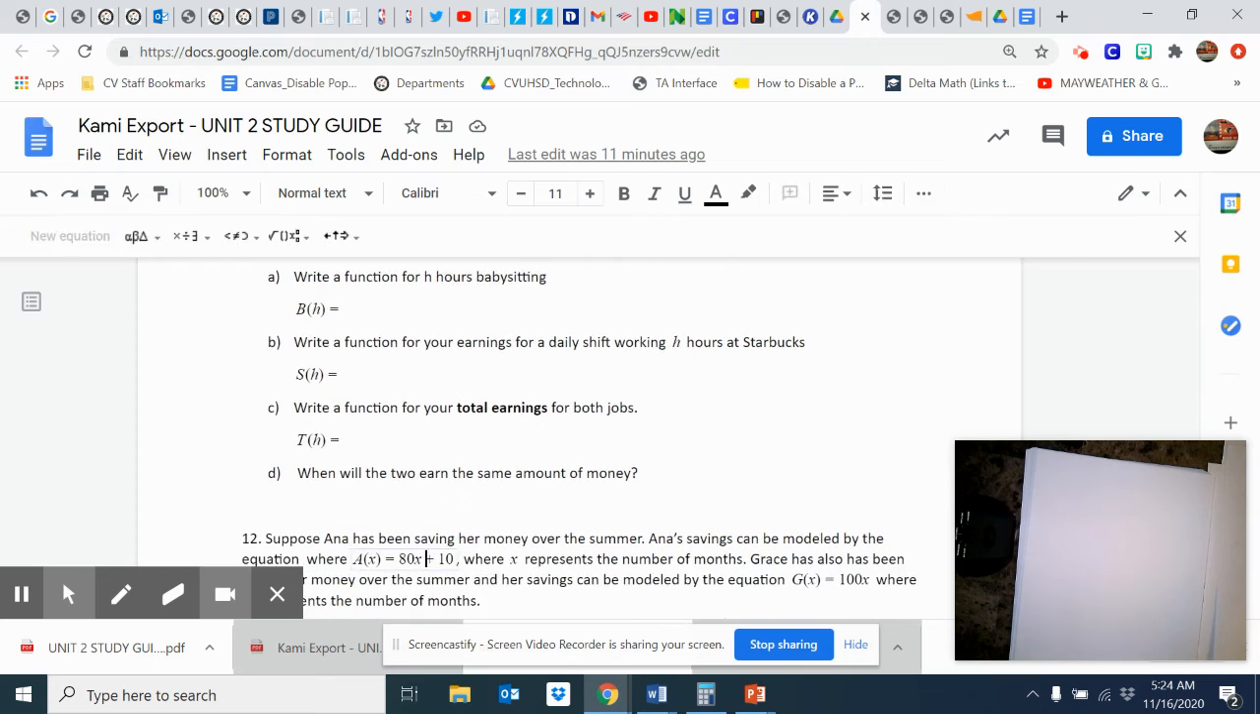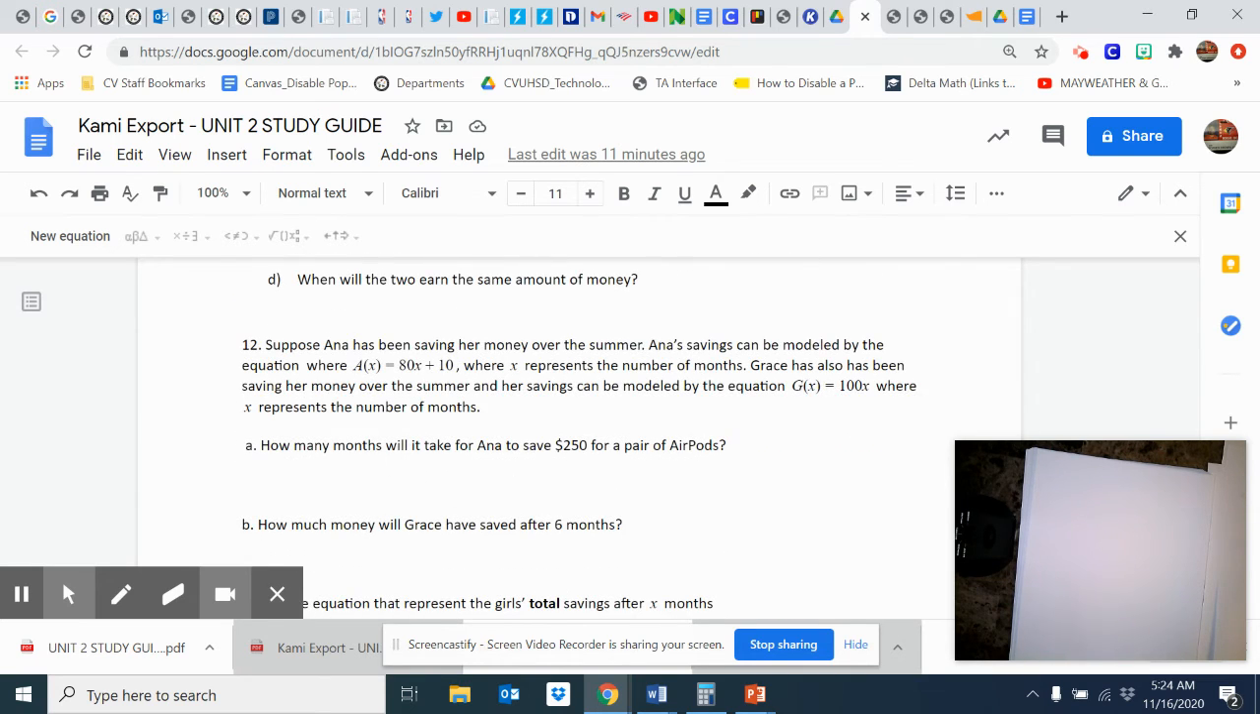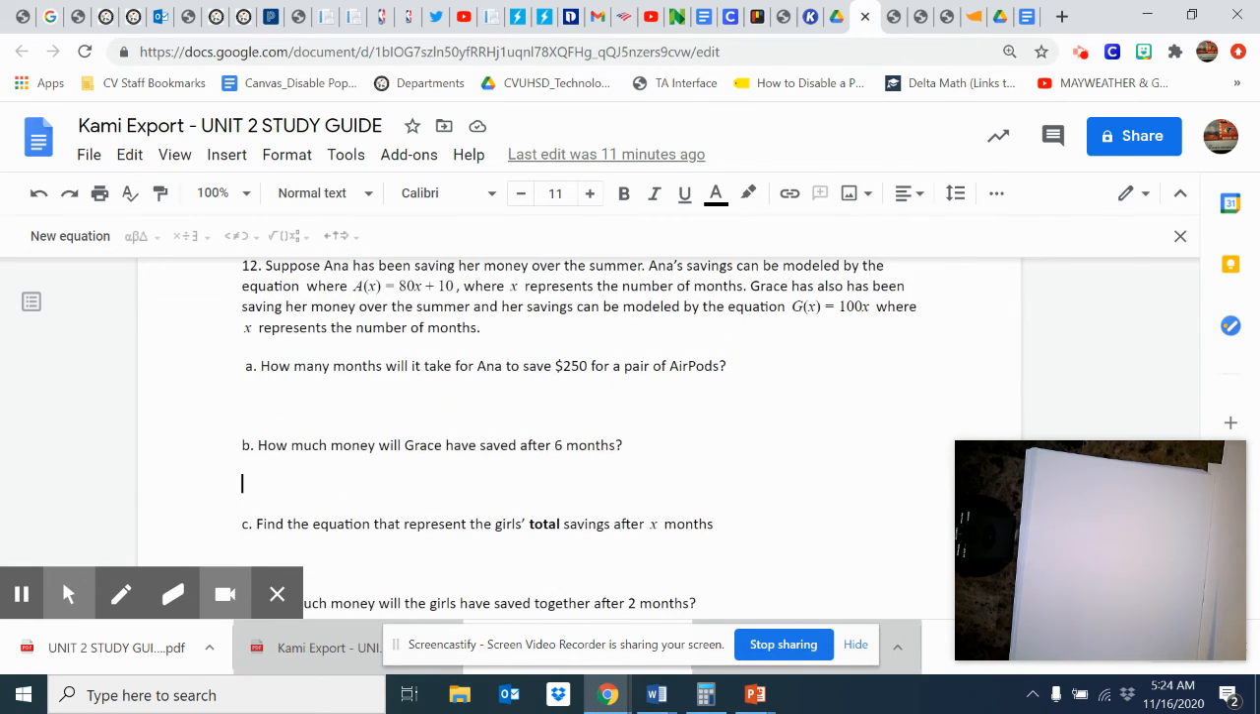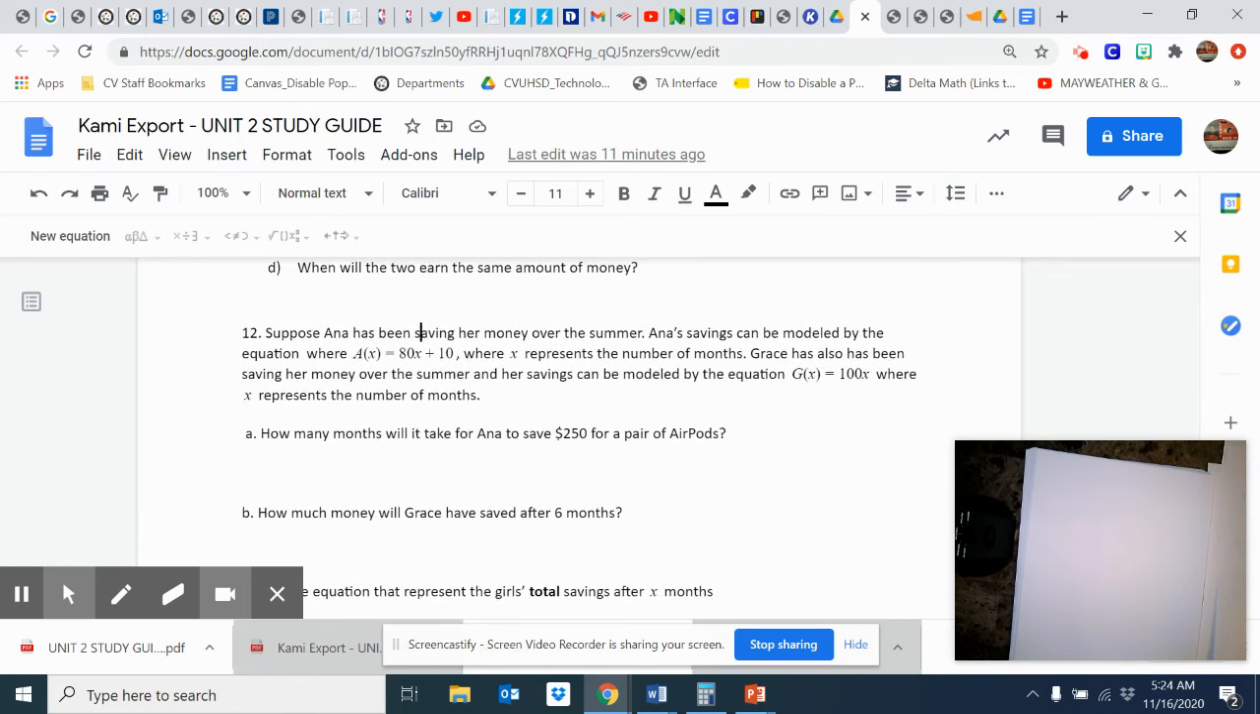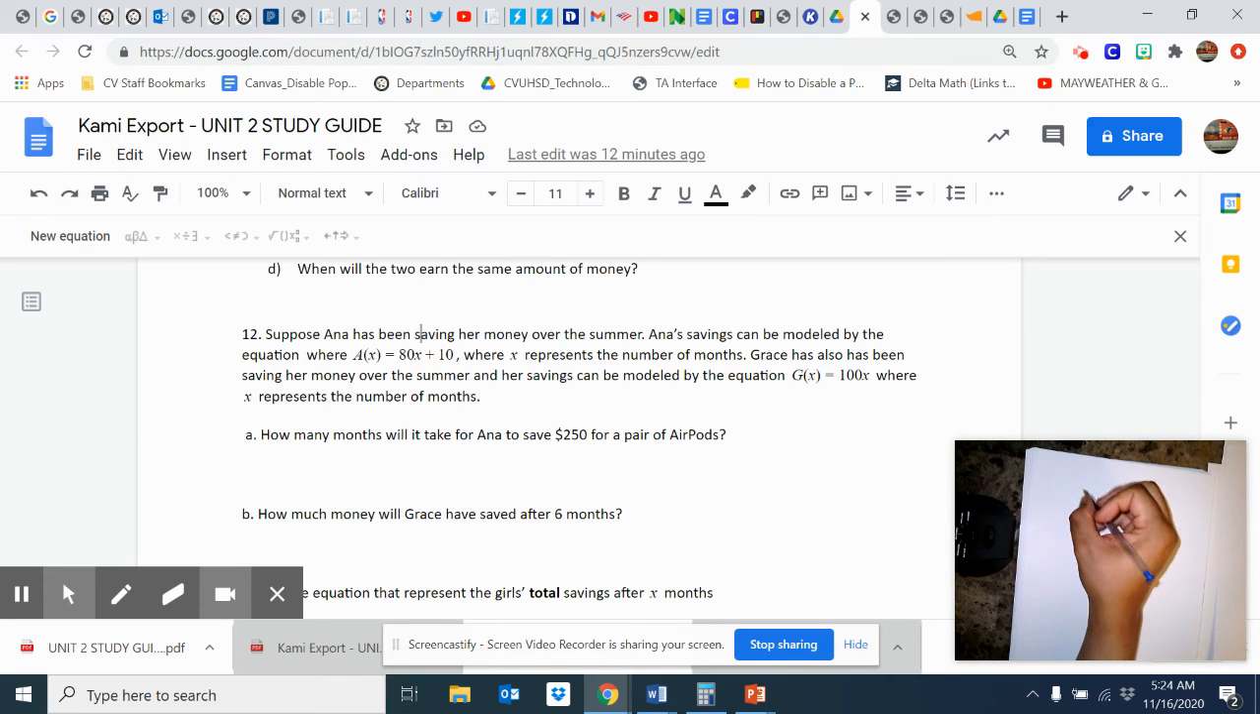Okay. We've already seen these. Some of you guys have seen all of them. So we're just doing them again. All right. So we got, suppose Anna has been saving her money over the summer. Anna's savings can be modeled by the equation where A of X equals 80X plus 10.